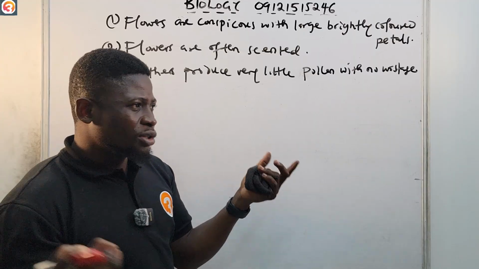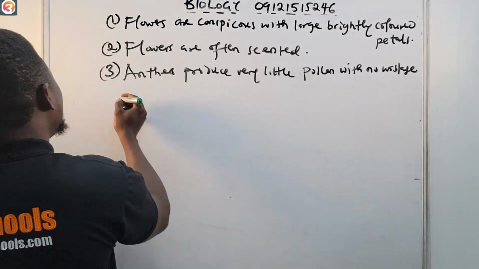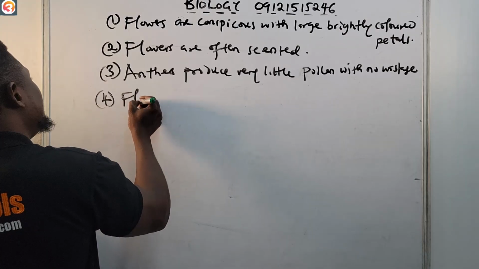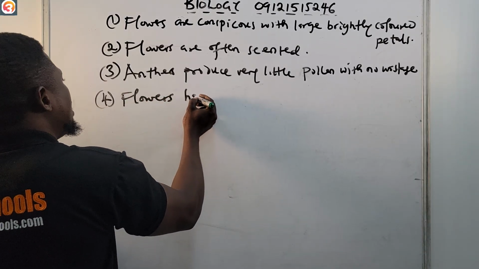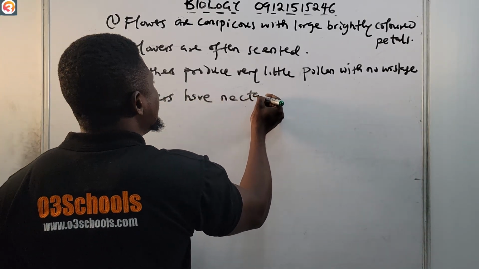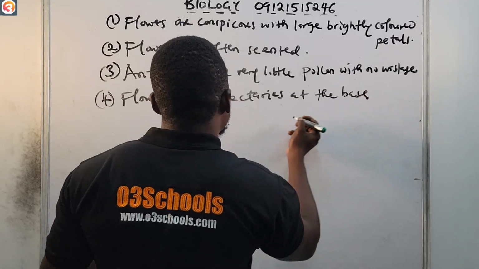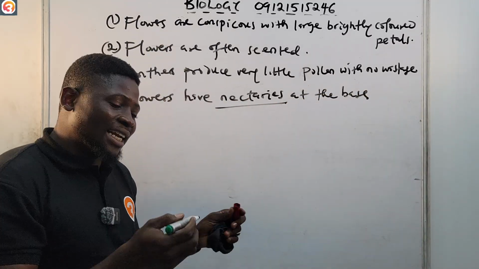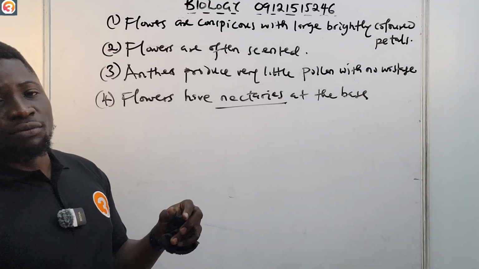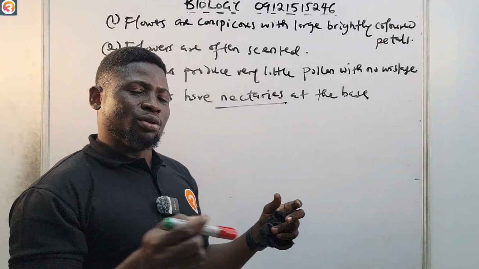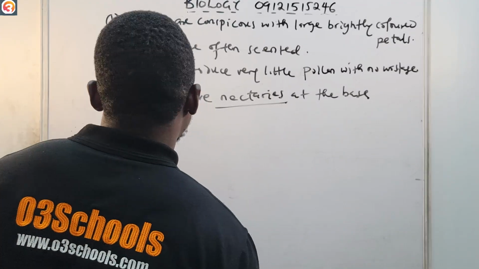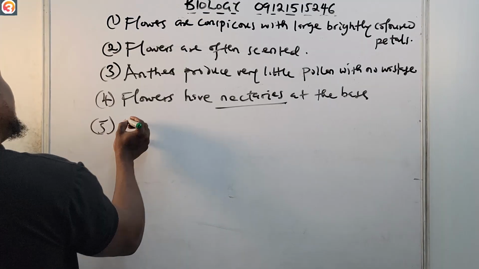All right, and also flowers have nectaries at the base. So this nectary is the nectar that the insects take as food while they help to pollinate.